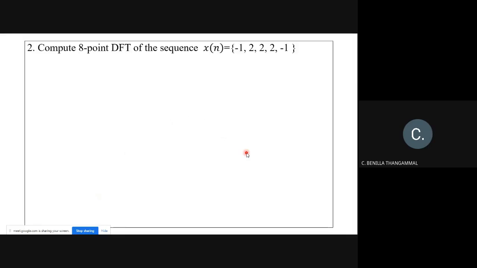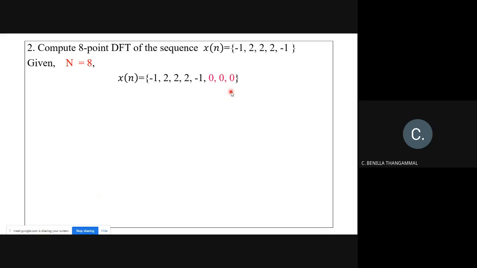So similarly, I'll tell you how to compute an 8-point DFT. Same procedure. One more thing I have to add here. So compute 8-point DFT of the sequence x of n equal to minus 1, minus 1, 2, 2, minus 1, right? So as I told, from the question you have to take two parameters. First one is you have to find the N value. Second one is you have to get your x of n, right? So here your N value is 8 because he asked you to compute 8-point DFT. And here x of n, you have only 5 values, but your N is 8. So your x of n should have 8 values. So to compensate, I have added 3 zeros here.